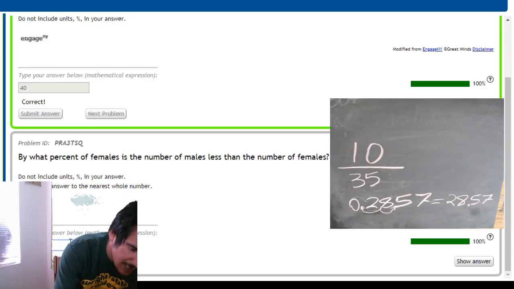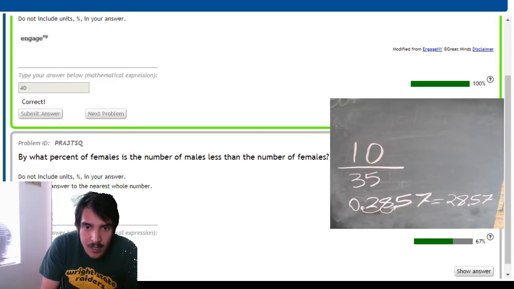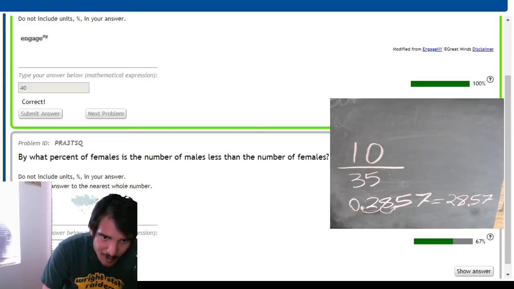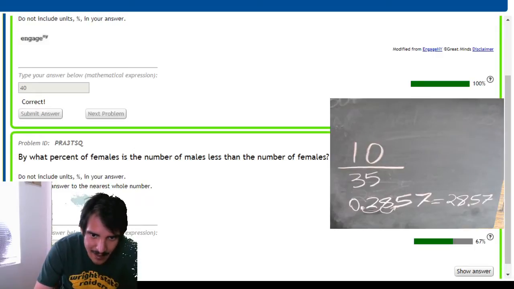28.6. Whoa. Oh, round it to the nearest whole number. I'm sorry. It says round it to the nearest whole number. Well, the nearest whole number to this is 29. I should have read carefully. Whoops, 29. Next.